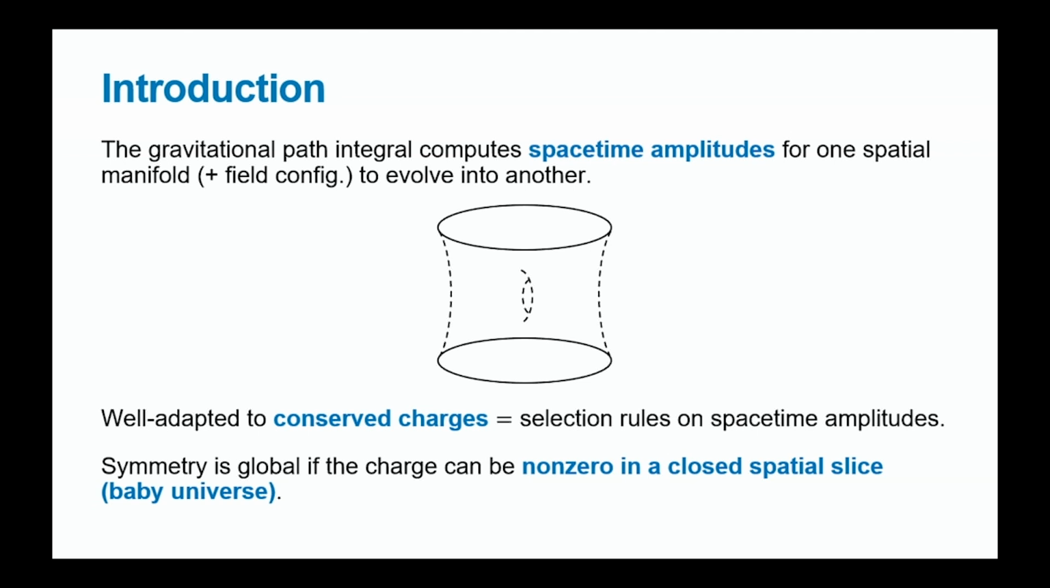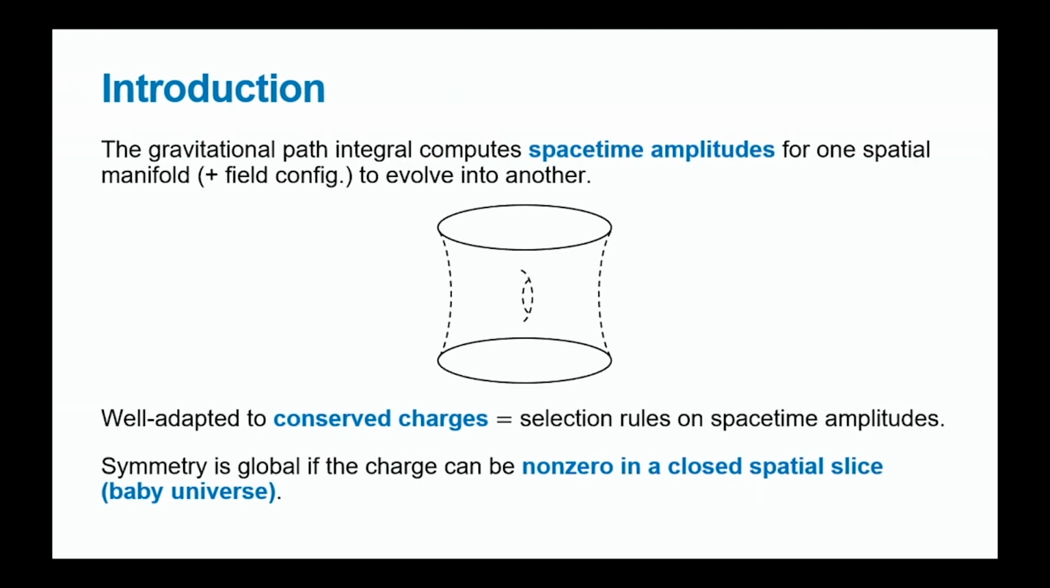Now, we want to talk about global symmetries. Gauge symmetries are fine in quantum gravity. So a symmetry is global if and only if the charge, the conserved charge, can be non-zero in a closed spatial slice, like here. We heard about that also in Daniel's talk, that gauge charges are ones which can only be defined with a non-trivial boundary. And if you can define a non-zero charge in a closed slice, then it's a global charge, otherwise known in this context as a baby universe.